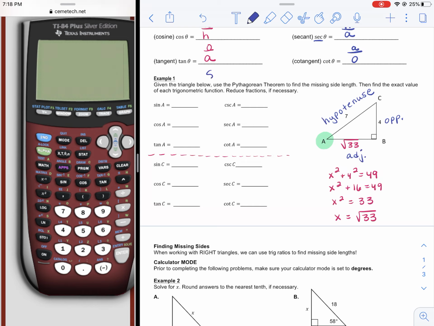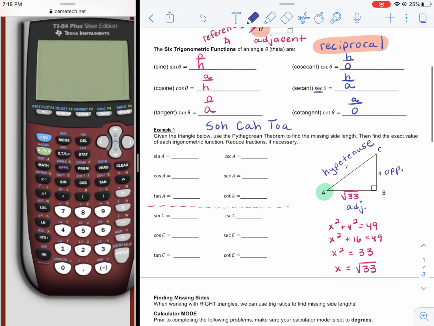All right, so I'm going to go ahead and write SOHCAHTOA right here so I can see it. You can also just scroll up to remind yourself of the trig ratios. So the sine of angle A is the opposite side over the hypotenuse. The opposite side is 4, the hypotenuse is 7, and so the answer is 4 over 7. The cosecant of angle A is its reciprocal, 7/4.